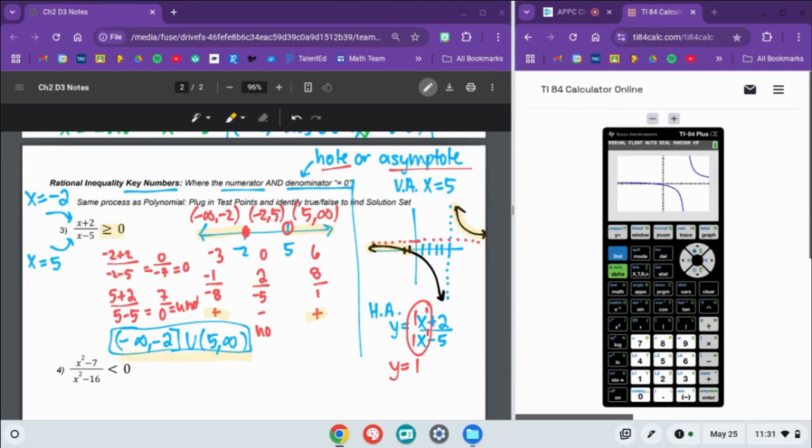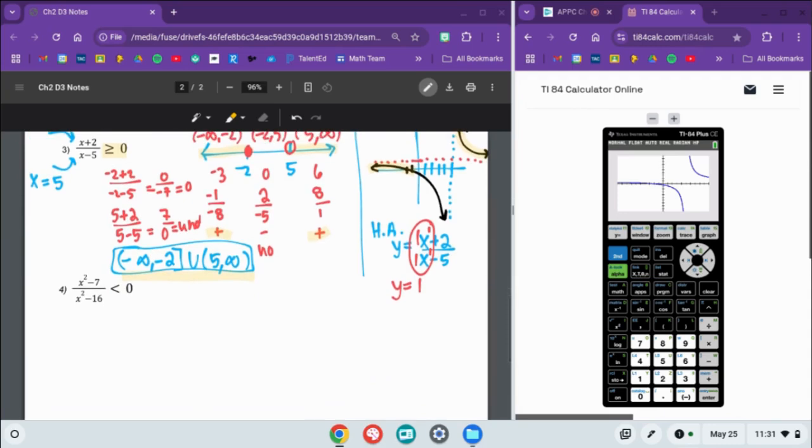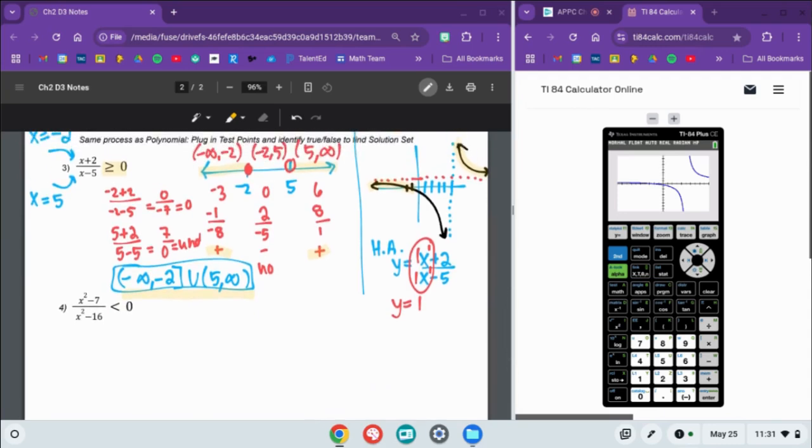All right, so you decide which method you want to do. You want to think about it in terms of the graph. Do you want to just test points? It doesn't really matter. You may or may not have use of a calculator, but you can always sketch a graph even without a calculator. All right, one more similar to this.